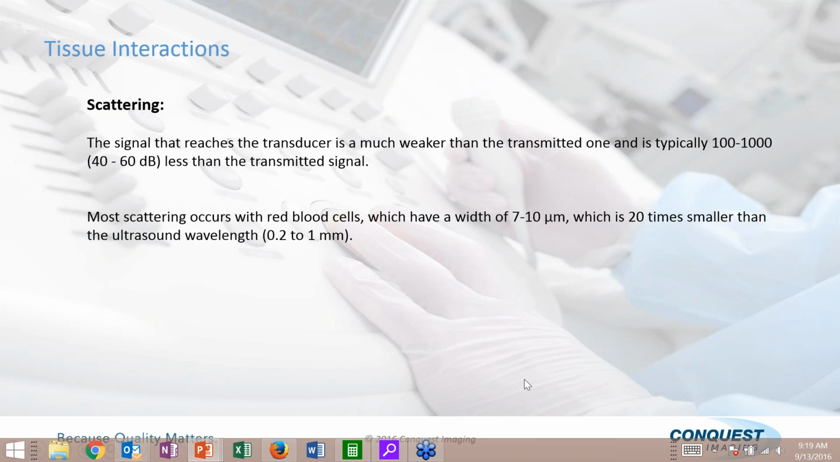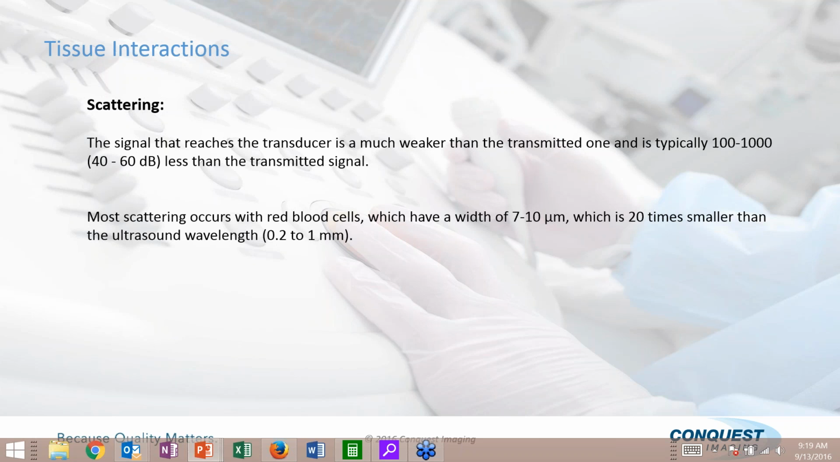And then we have scattering. Scattering is when the ultrasound beam goes into the body and is not transmitted or reflected. It just breaks down and reflects in all different directions. And it's a very weak signal, and most scattering does occur with red blood cells.